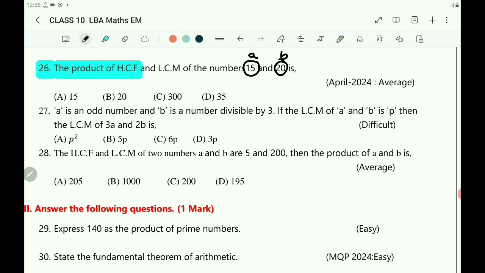Then H into L, the product of HCF and LCM of A and B, is equal to A into B. If you take the product of 15 and 20, that becomes the product of HCF and LCM. That is H into L equals A into B, which is equal to 15 into 20. 15 twos are 30, 15 into 20 is 300. Then option C, 300, is the answer.